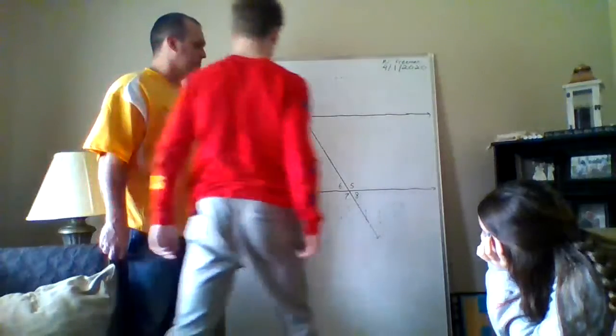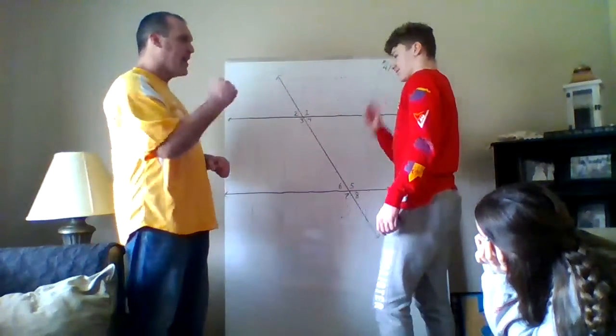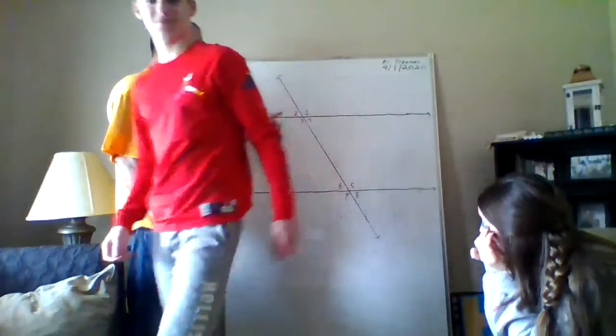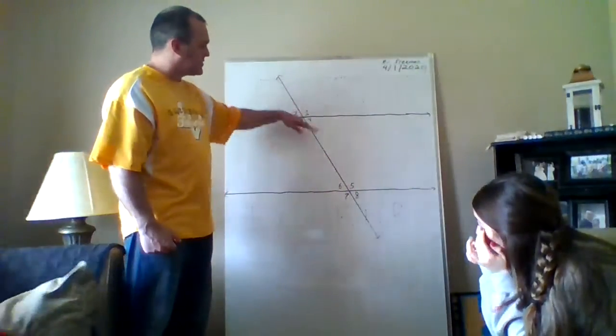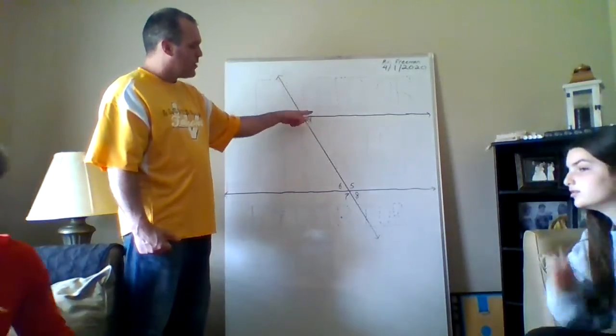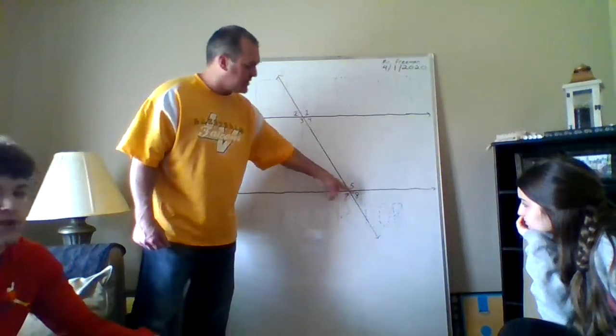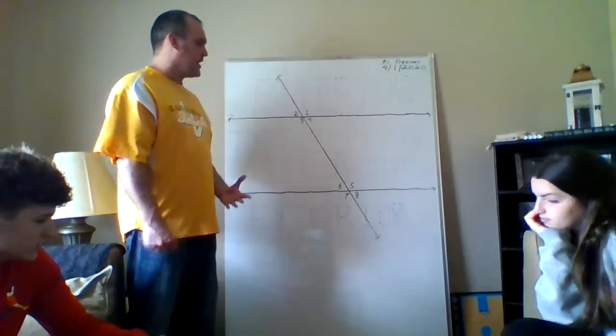So an example of vertical angles would be 4 and 2. Excellent. Gold star. 4 and 2 are vertical angles because these two lines intersected and they're on the exact opposite sides of them. 1 and 3 would also be vertical angles. 5 and 7, 6 and 8 are all vertical angles.